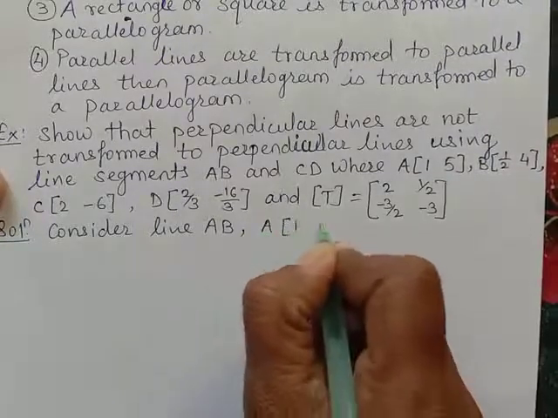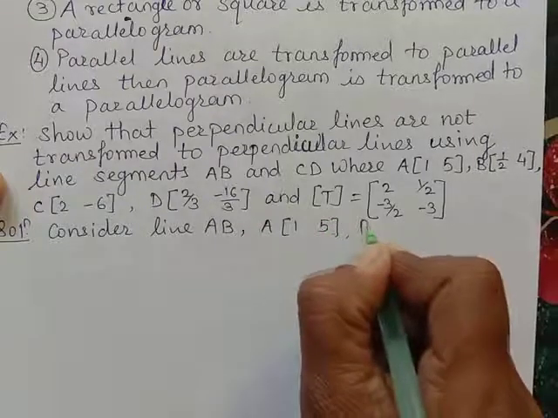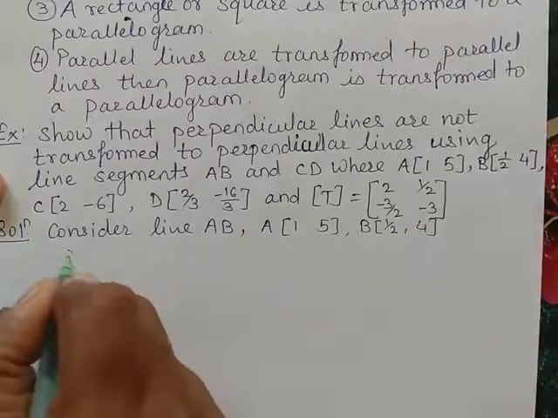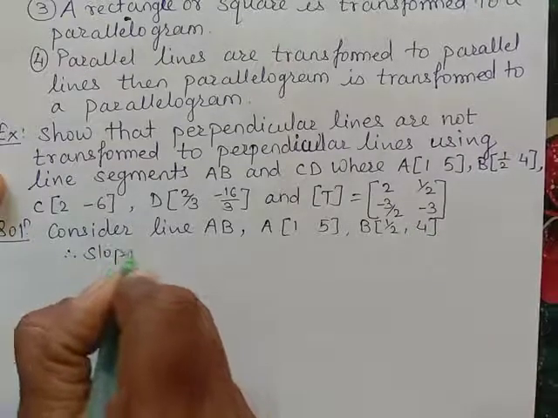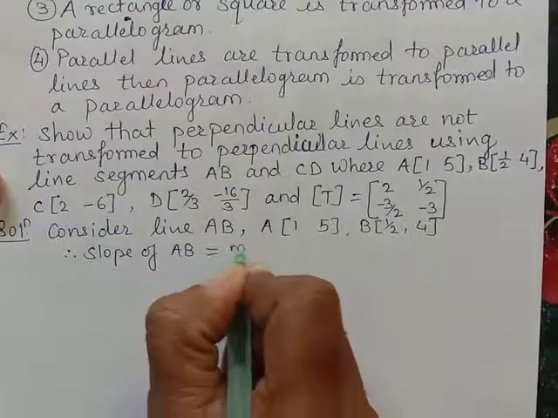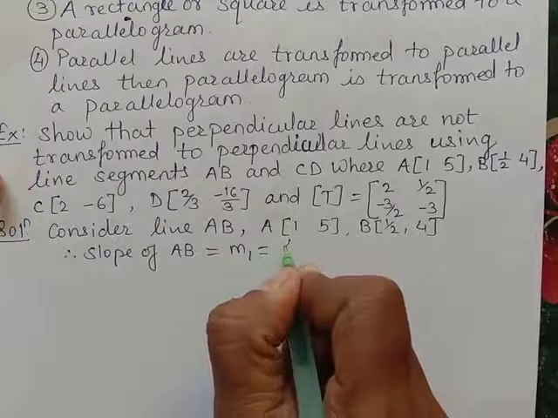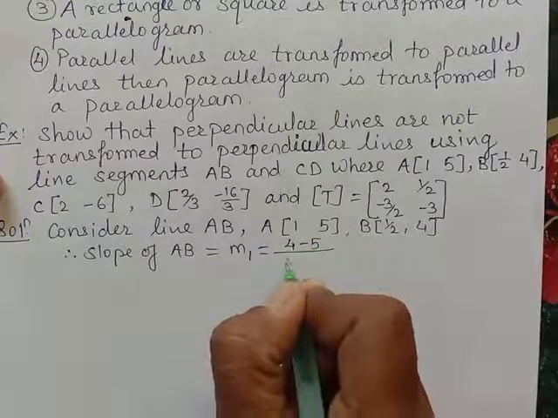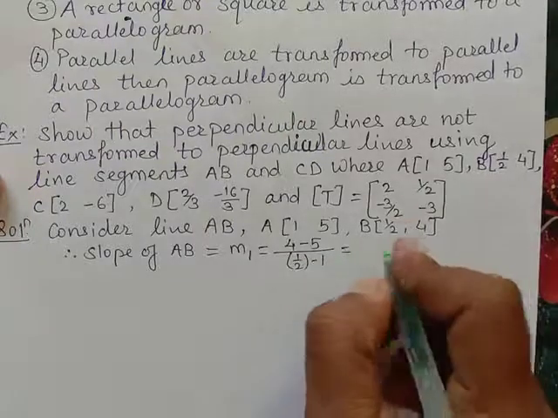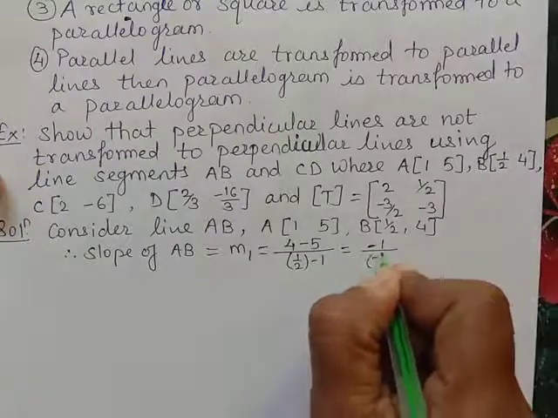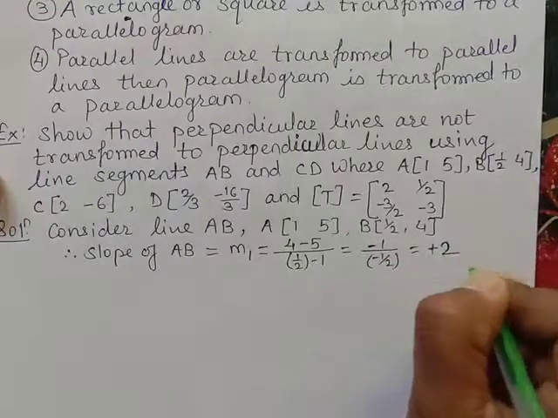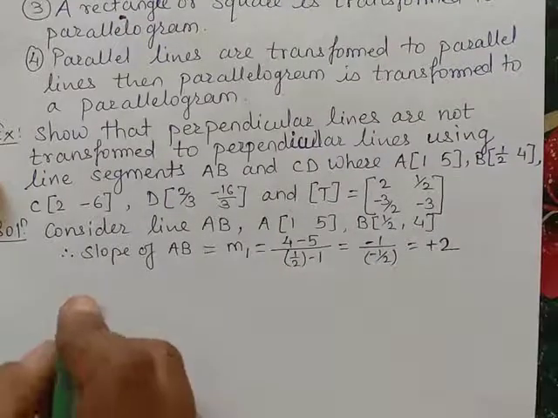A is what? (1, 5). And B is what? (1/2, 4). Right? Therefore, slope of AB equal to M1, that is 4 minus 5 upon half minus 1. So it will be -1 upon minus half, and that is nothing but plus 2, right? It will be plus 2.